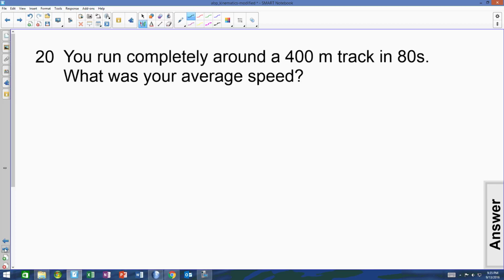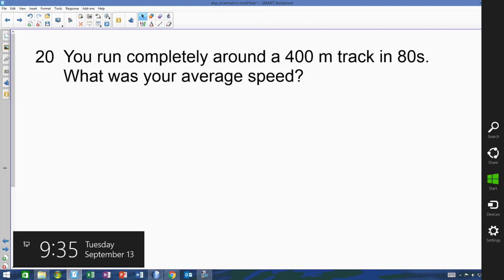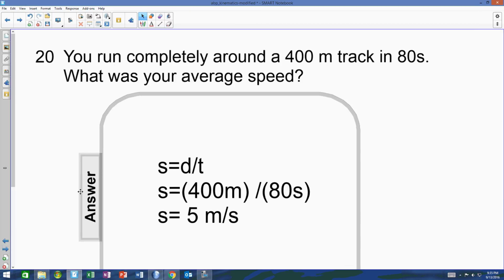You run completely around a 400-meter track in 80 seconds. What is your average speed? Go ahead and pause the video. Okay, so let's take a look at the answer. Your average speed is going to be 400 meters divided by 80 seconds, which gives you 5 meters per second.